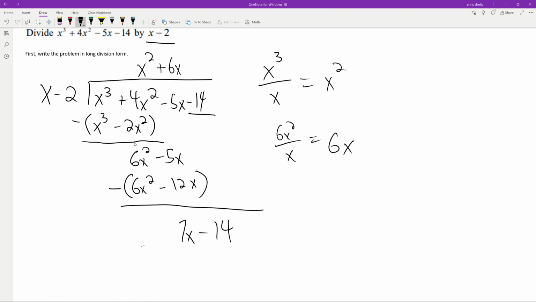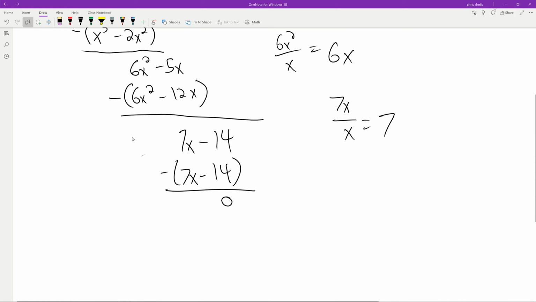And now I ask myself, how many times does x go into 7x? Or what is 7x divided by x? Well, this is 7. So I put plus 7 here. 7 times x minus 2 is 7x minus 14. I place parentheses around this and I subtract. And here I get a remainder of 0.